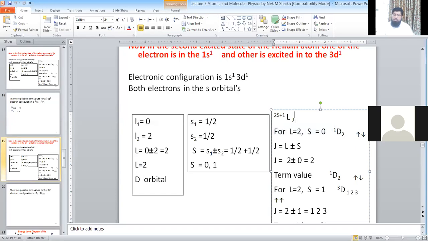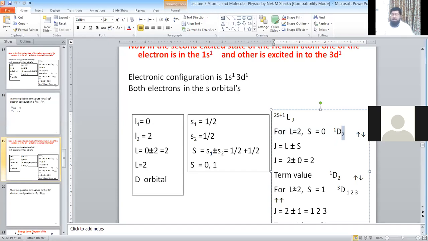So now come to the J value here. J value is equal to 2 plus minus 0, because spin is 0 and L is equal to 2. The J value is the plus minus combination of L and S. So this J value is equal to 2 plus minus 0 is equal to 2. So here the total J value is equal to 2.